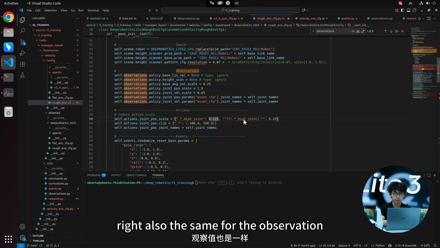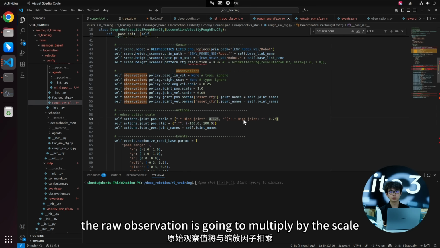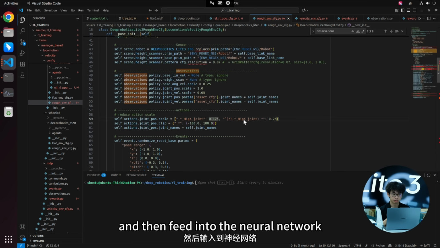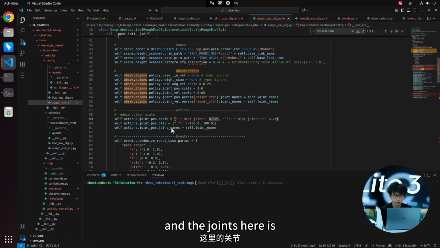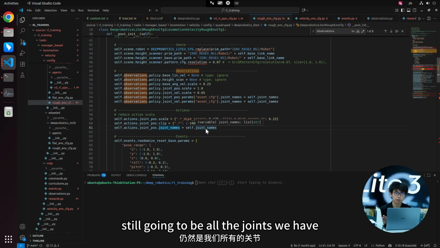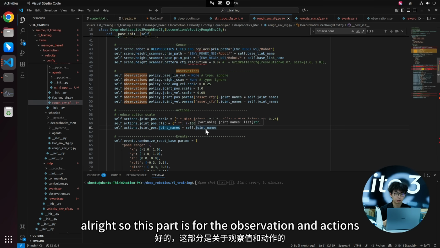Also the same for the observation. The raw observation is going to be multiplied by the scale and then fed into the neural network. And also for the actions, we need to specify the joints, and the joints here are still going to be all the joints we have. Alright, so this part is for the observation and actions.